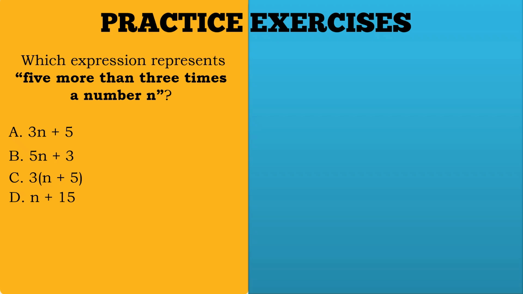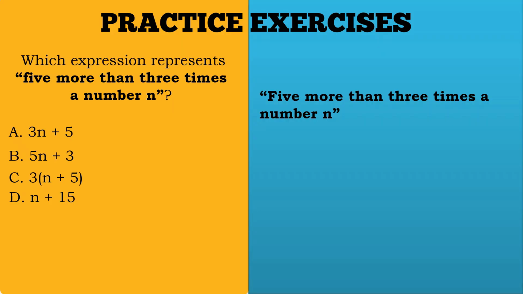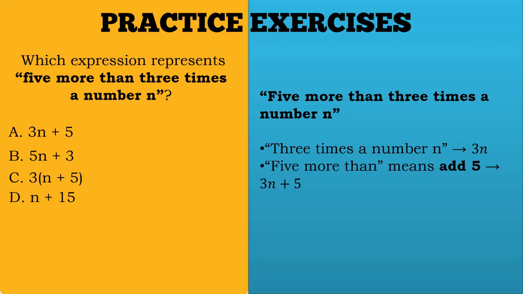Alright, let's translate first. 5 more than 3 times a number n into mathematical symbol. First, we're going to translate 3 times a number n. This is equal to 3n. Next, 5 more than means add 5. So we have 3n plus 5. Therefore, our answer is letter A.